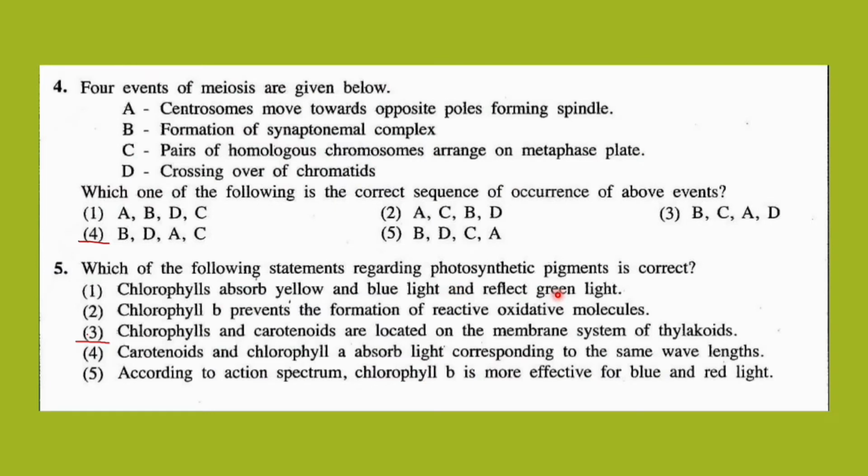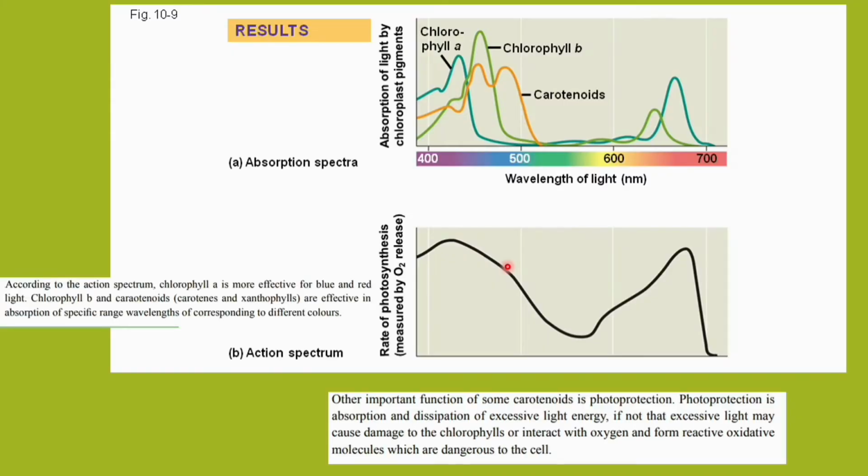We know photosynthetic pigments, we have chlorophylls and carotenoids. So the answer is the third one. The third statement says chlorophylls and carotenoids are located on the membrane system of thylakoids. That is correct. We'll see the other statements.